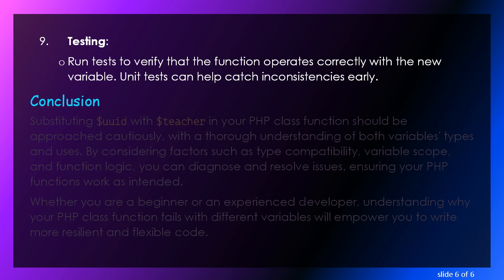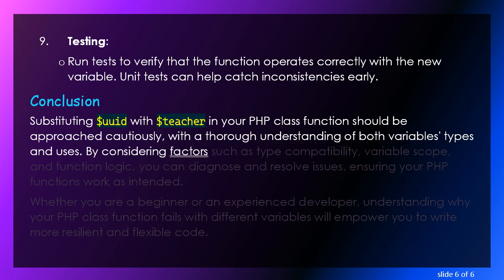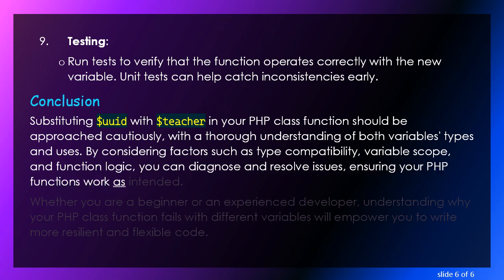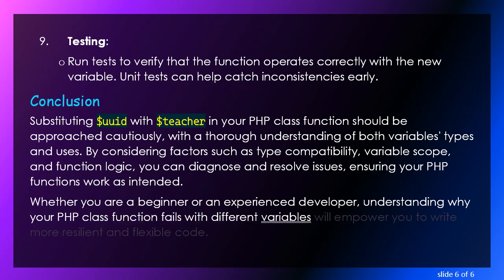Conclusion. Substituting $uuid with $teacher in your PHP class function should be approached cautiously, with a thorough understanding of both variables' types and uses. By considering factors such as type compatibility, variable scope, and function logic, you can diagnose and resolve issues, ensuring your PHP functions work as intended. Whether you are a beginner or an experienced developer, understanding why your PHP class function fails with different variables will empower you to write more resilient and flexible code.